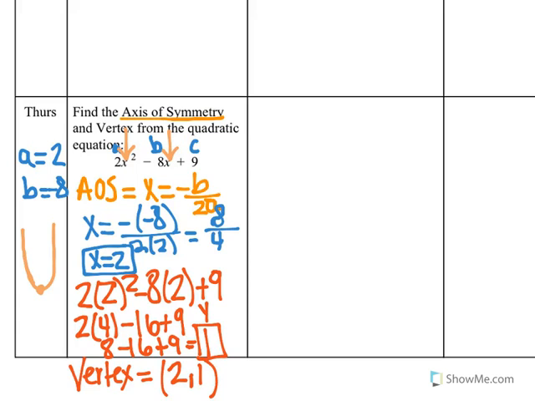So what you need to do is copy this exact problem in the boxes next to it. You need to do it twice, here and here. And then there's 3 practice problems on the back of this paper that are the exact same question, finding the axis of symmetry and the vertex of a quadratic equation. So you're going to do the exact same steps, just using different numbers.